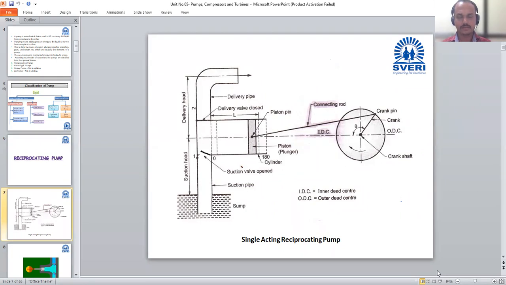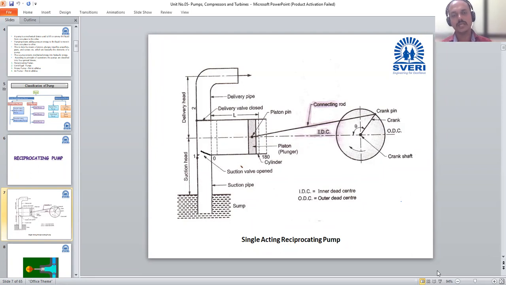See, actually, the construction of a reciprocating pump, reciprocating compressor and IC engine is nearly the same. Actually, the design is different, but the construction is the same, because the parts are the same.